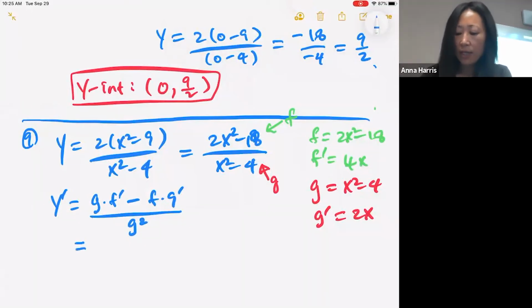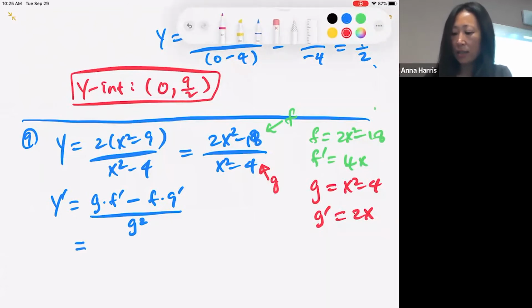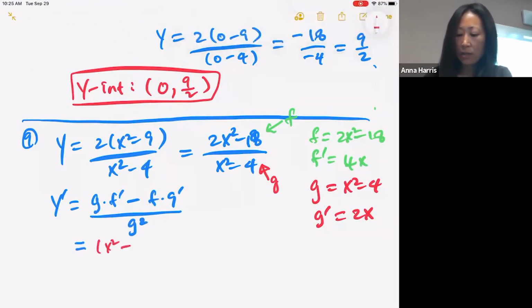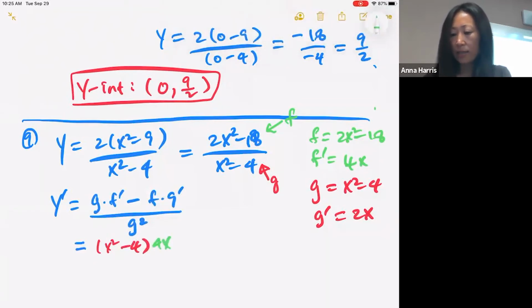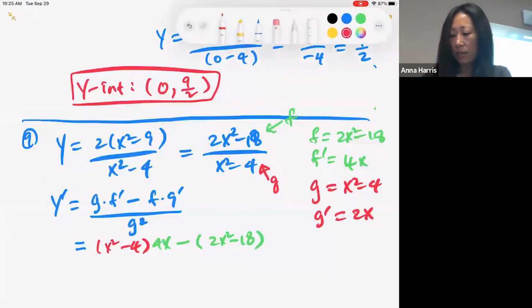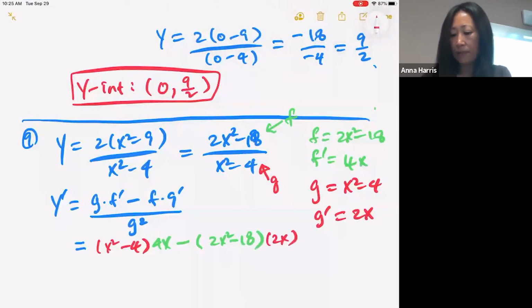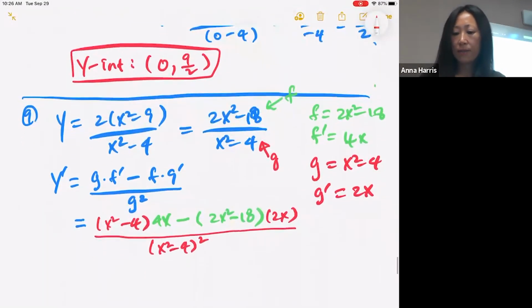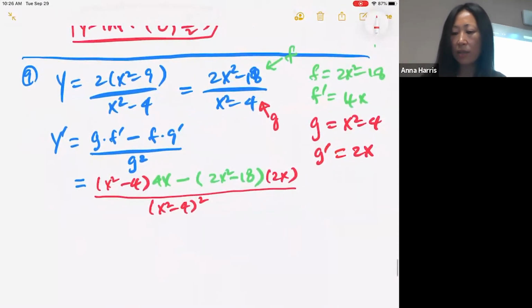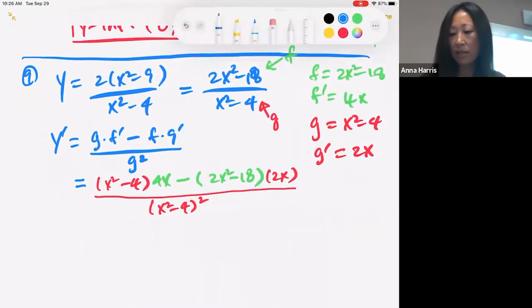So if I plug it in, my g is x squared minus 4, and f prime is 4x, minus f, which is 2x squared minus 18, times g prime, which is 2x, everything divided by g squared. So (x squared minus 4) to the square. All right. We just need to simplify just a little bit. We don't have to simplify a whole lot.